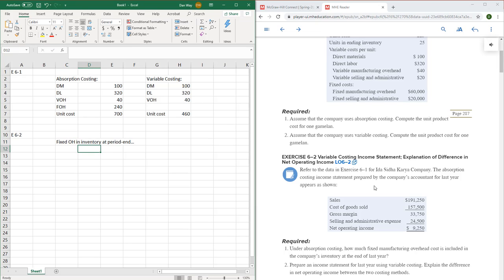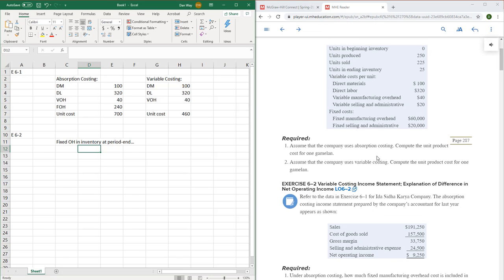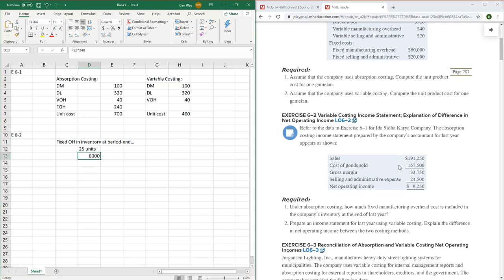Well, in order to come up with a number there, we have to know how much fixed overhead is assigned per unit on average, as well as how many units are in ending inventory. If we look back up here, we know that 250 units were produced, 225 were sold, and ending inventory then was 25 units. Those 25 units had $240 in fixed overhead costs assigned to them per unit. So 25 times 240 means we've got $6,000 in fixed overhead costs sitting in inventory at period end under absorption costing.